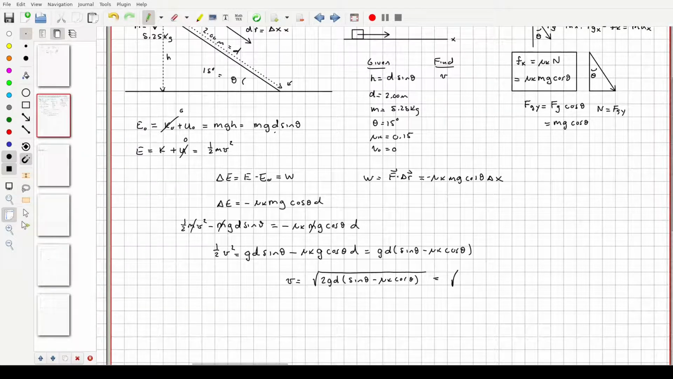So if I plug stuff in here, 2 times 9.8 meters per second squared times 2.00 meters times sine of 15 degrees minus mu sub k, which is 0.15, times cosine of 15 degrees.